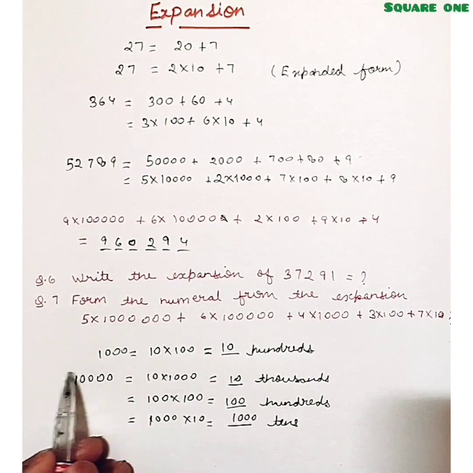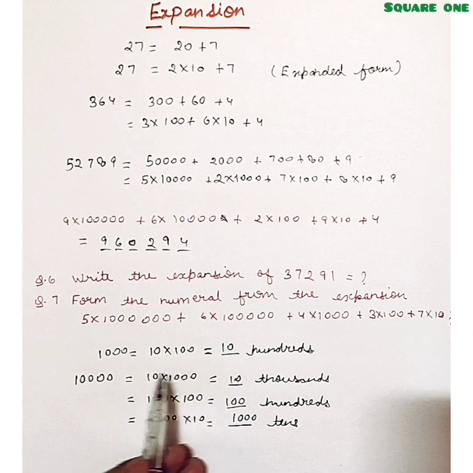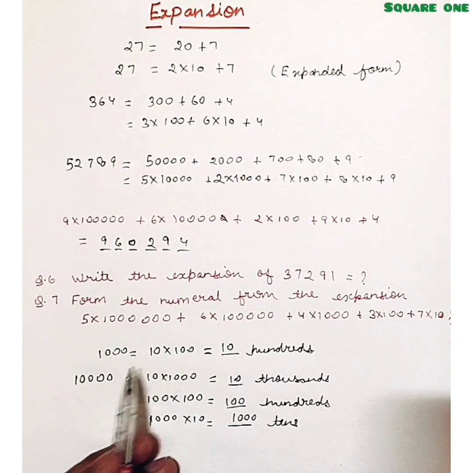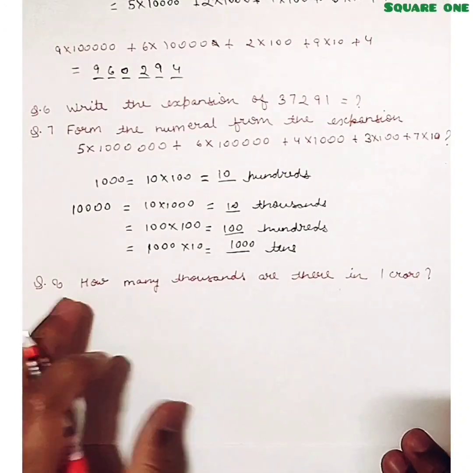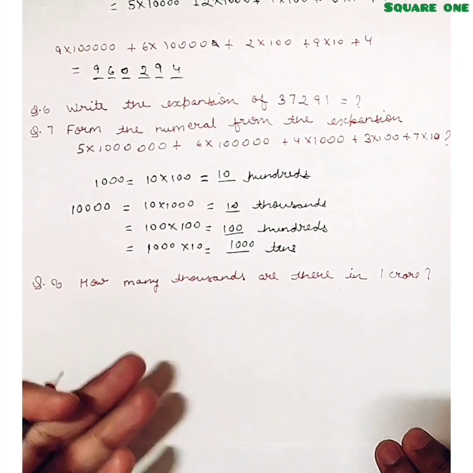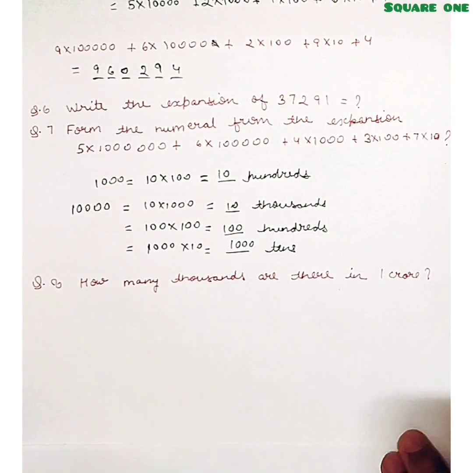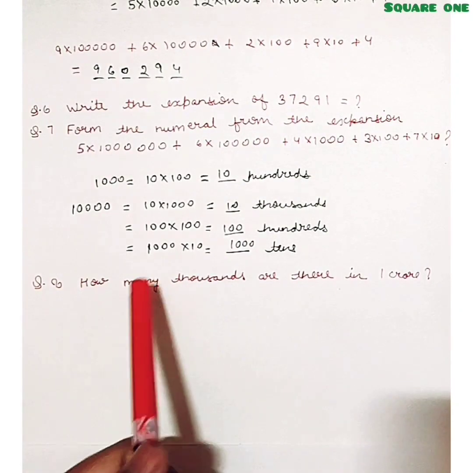Just like here I wrote thousands at the right, and then multiply the rest of the zeros at the left. This is how you will tell how many thousands are there in 10,000s or in lakhs or in crores. Let me give you a question. How many thousands are there in 1 crore? What you will do is separate the thousands from the 1 crore and multiply the rest of the zeros at the left, and that will be your answer.